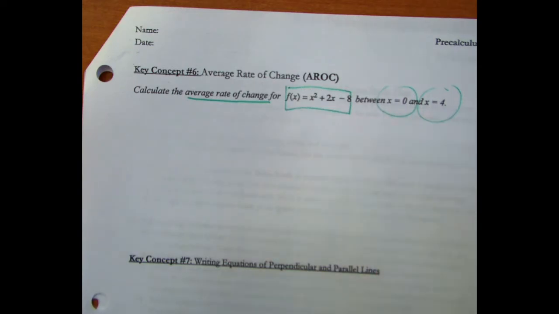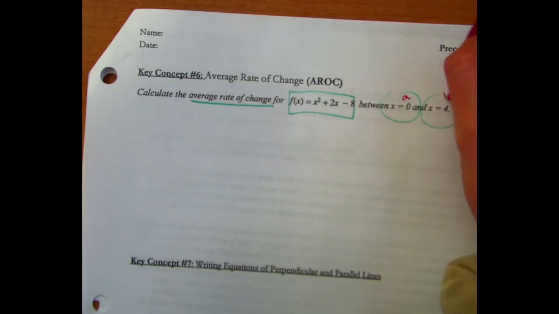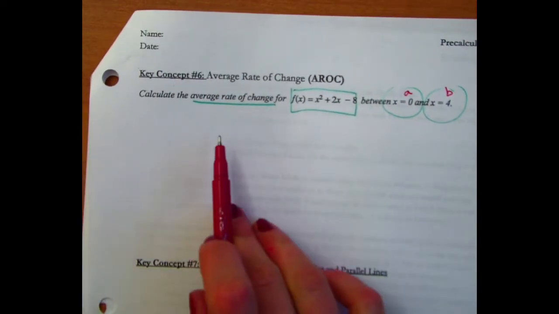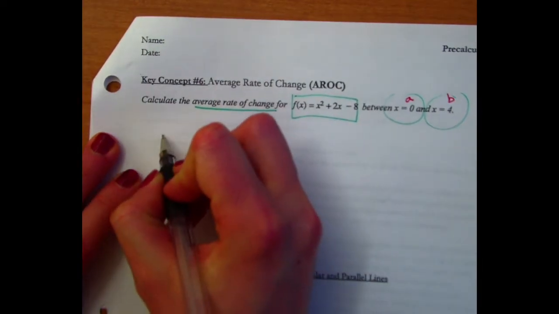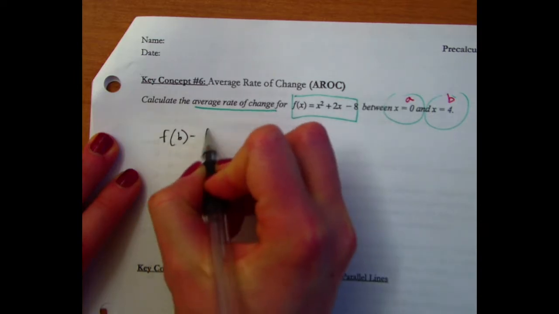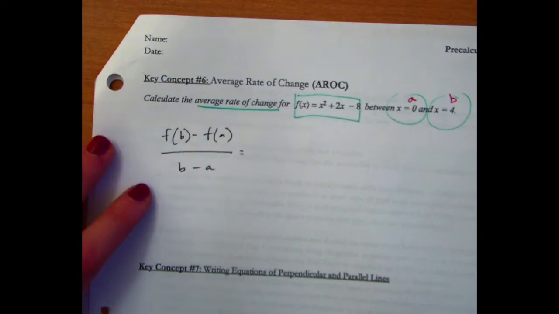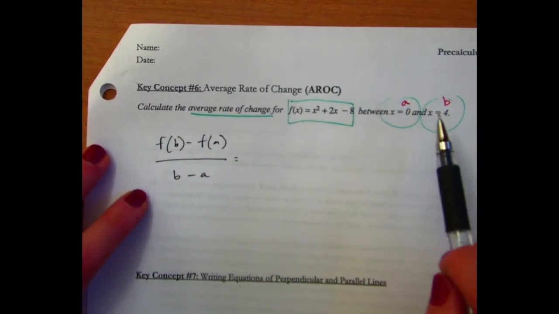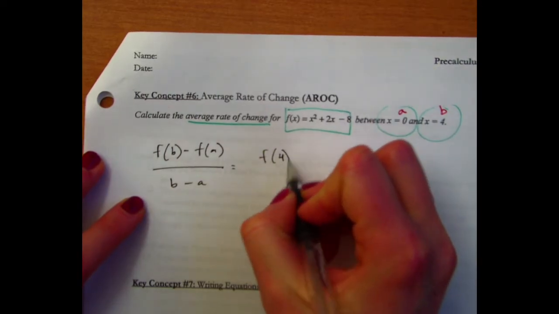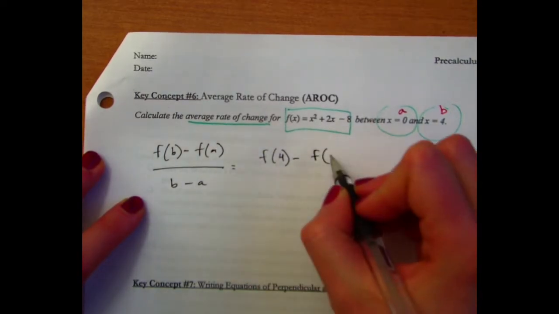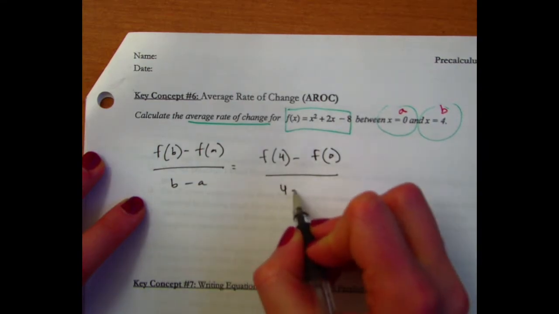And because I'm looking for average rate of change, I'm going to use that equation that I have memorized, which is f of B minus f of A all over B minus A. Then I'm going to go ahead and plug in my A and my B values that I'm given. So I'm going to do f of 4 minus f of 0 all over 4 minus 0. And then the bottom of my fraction is easy to evaluate. 4 minus 0 is positive 4.